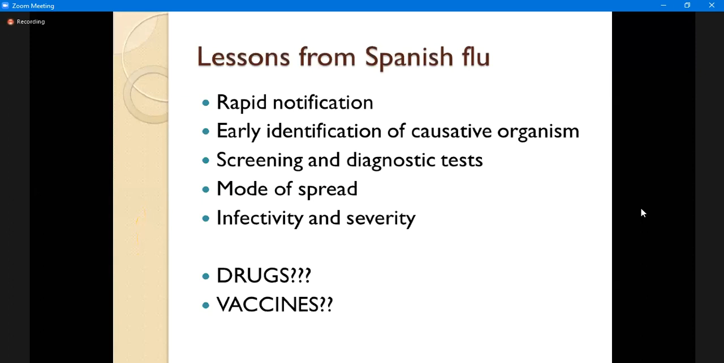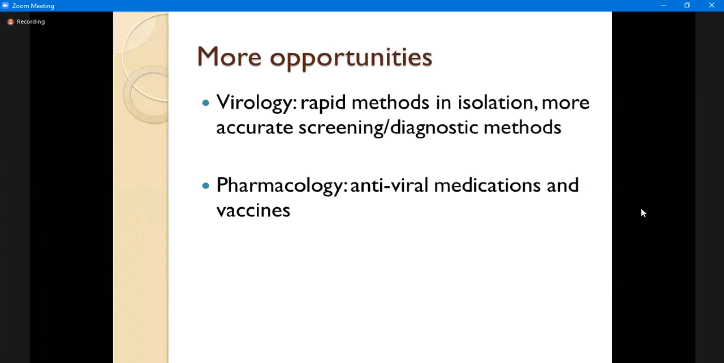But there are two things we have not done: drugs and vaccines. We didn't have them in the Spanish flu 100 years ago, and we still don't have that. When I listened to Dr. Hero's lecture, I thought he was going to show only one slide saying that we have no drug, we have no vaccine. Absolutely, we are in a situation where we have no effective drug and no effective vaccination against this. So the whole world will be focusing on this now.